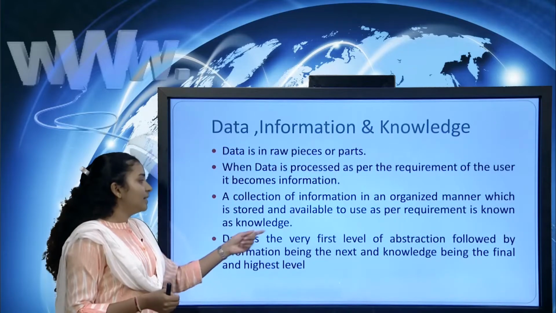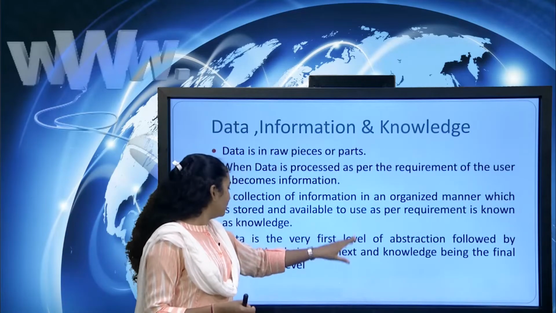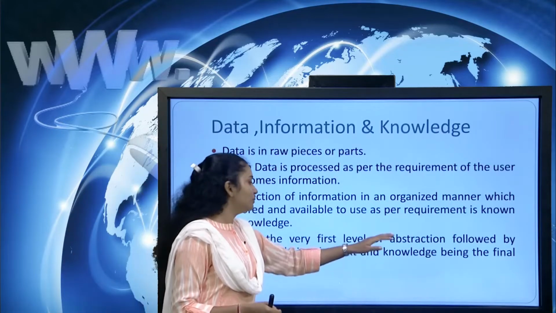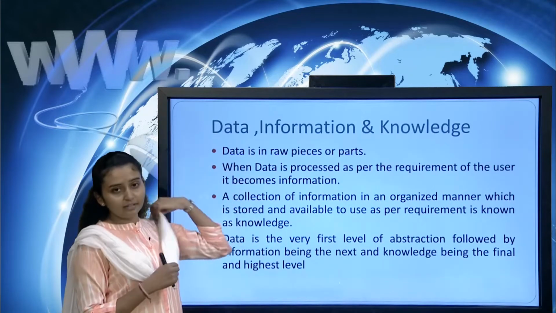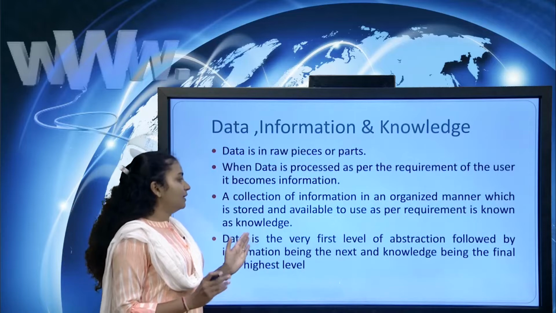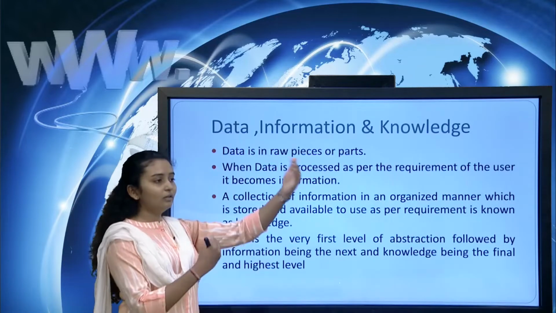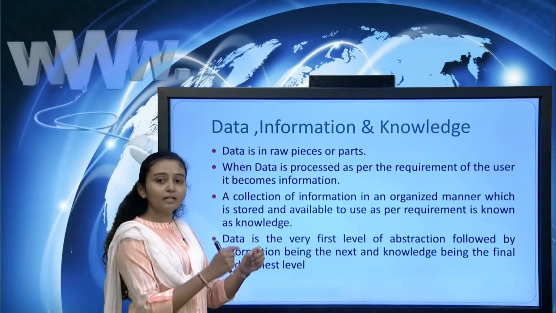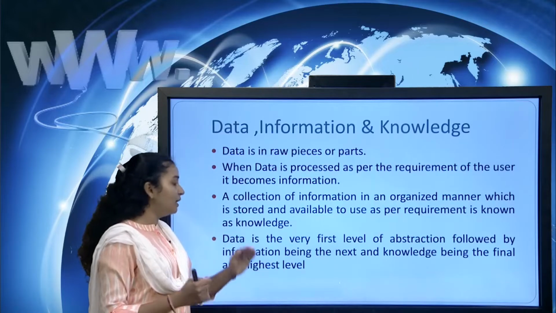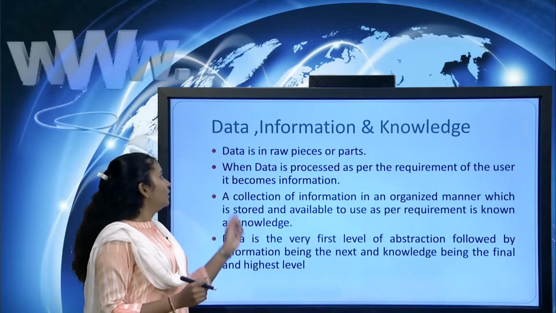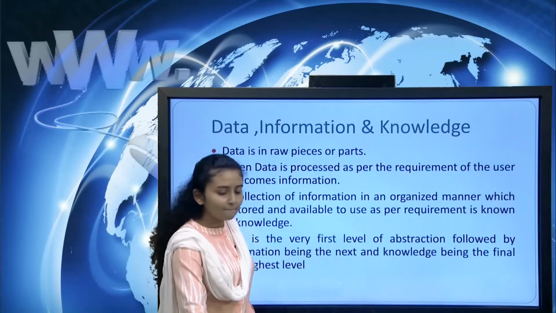So data is the very first level of abstraction, followed by information being the next and knowledge being the final and highest level. When we say data is the first level, it is in a raw format. When it goes to a higher level of abstraction, it becomes information, and when we find knowledgeable insight from that information, it is called knowledge.